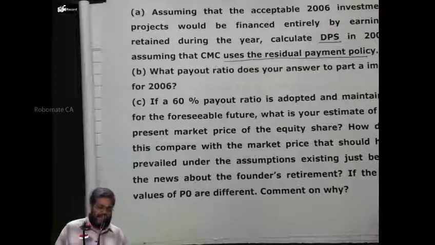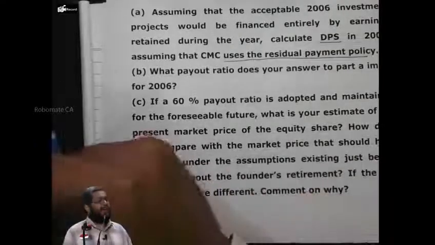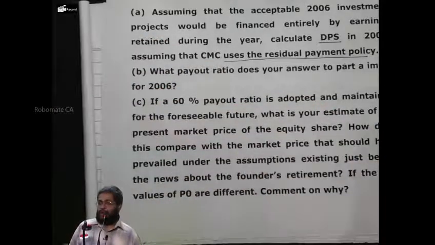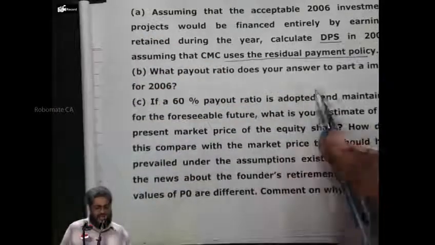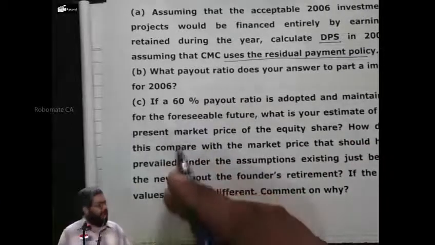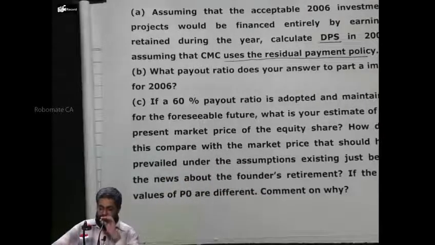Up to this, I have the clarity or not? No. I am just going through the question. Wherever elaboration required, I'll just do it. Just follow the question as it is in the flow. Can I proceed? Now, first question is answered. What is dividend per share? 6 pound per share is the dividend per share. Can I proceed or not? Next, Part B. What payout ratio does your answer to Part A imply?